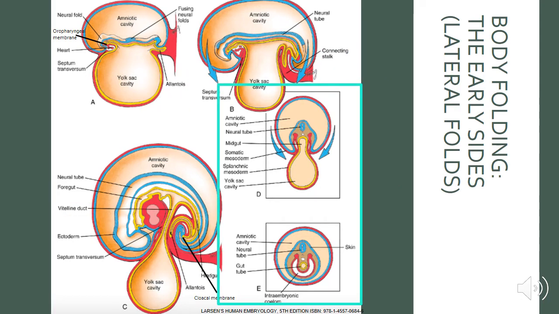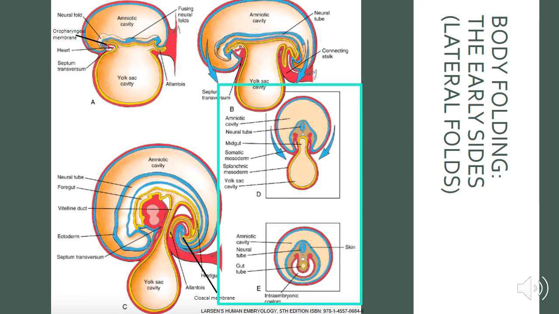Now again, for the lateral folds, we have to switch perspective. We're no longer looking at the embryo from the side, we're now taking a cross section, because the lateral folds are the left and right sides of the embryo, again folding ventrally and further narrowing the neck of the yolk sac.